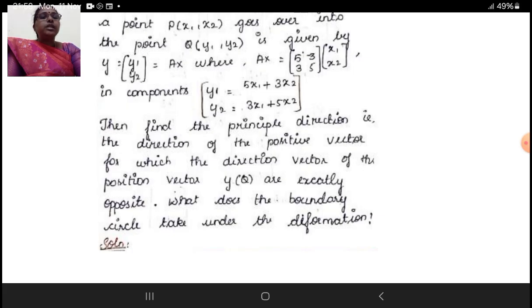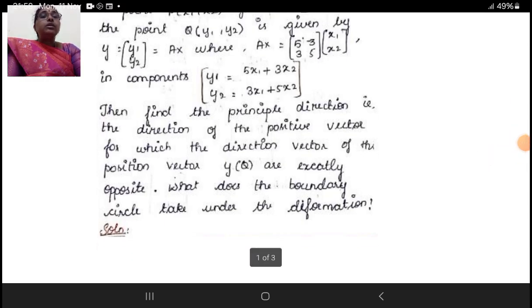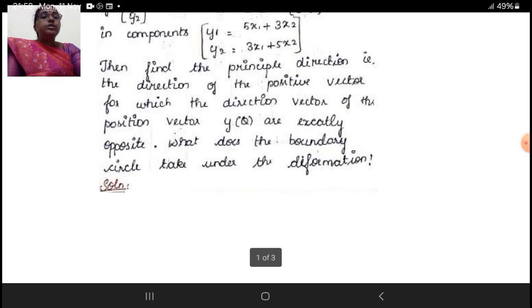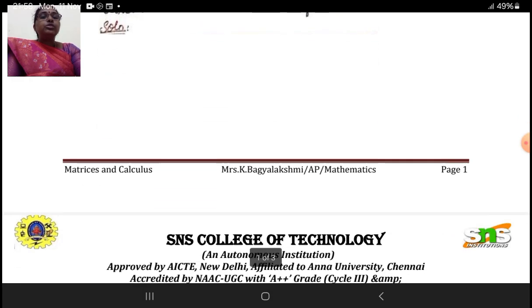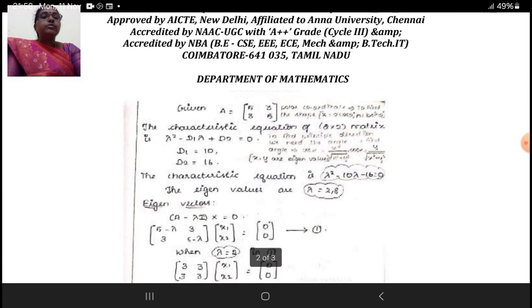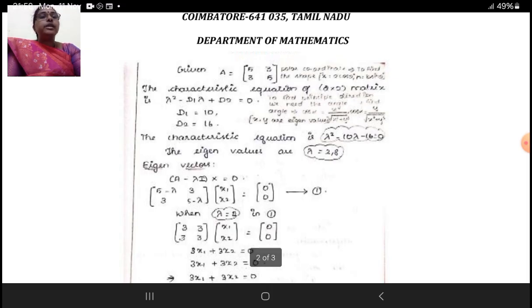Then find the principal directions, that is, the directions of the position vector x for which the direction of the position vector y of Q are exactly opposite. What does the boundary circle go over into under the deformation? So here we want to calculate the principal directions, and also the boundary circle under the deformation. For the solution part, we take the given matrix A equal to [5 3; 3 5].